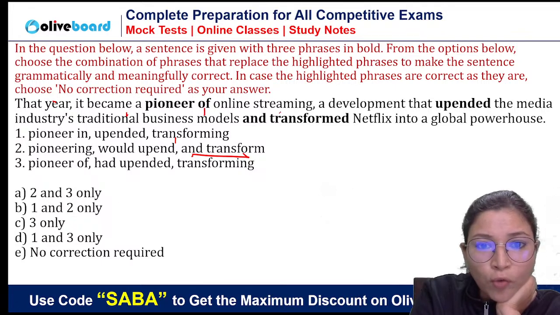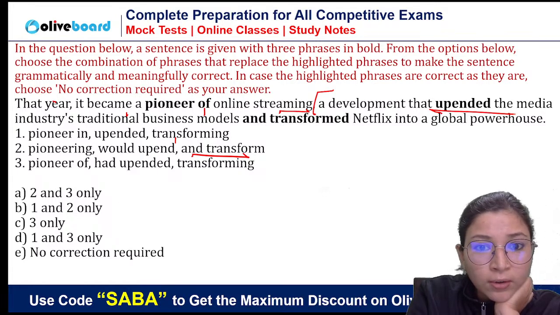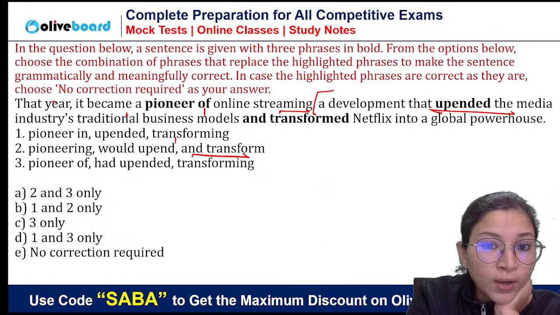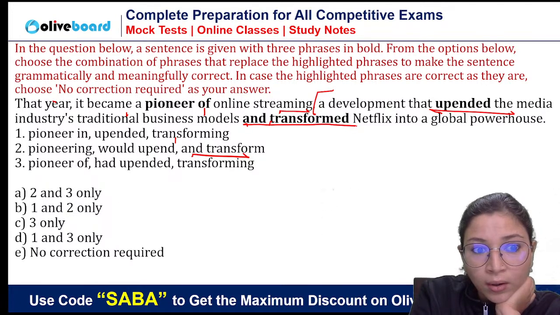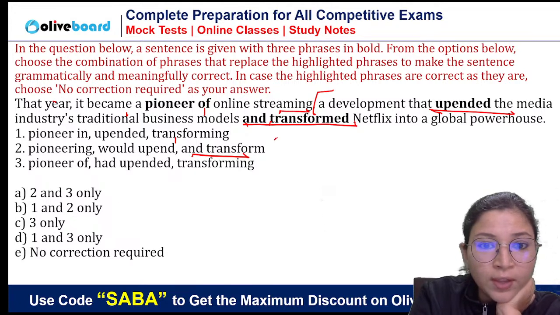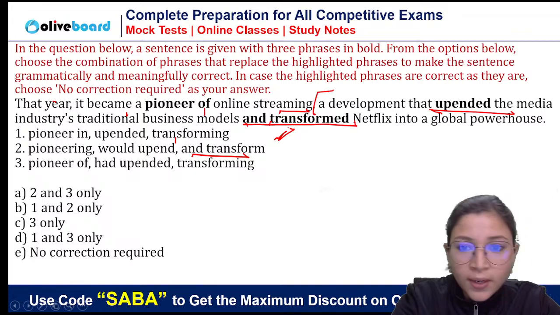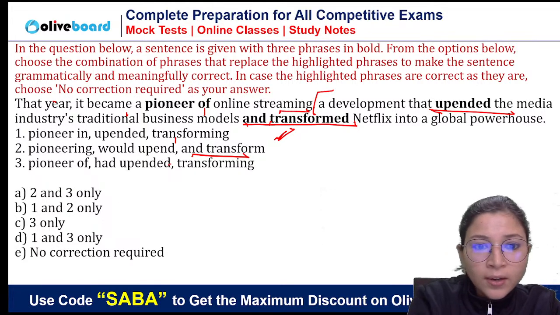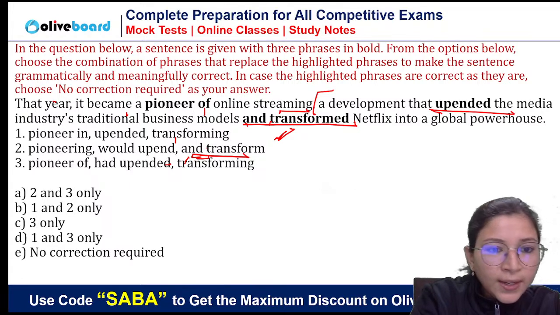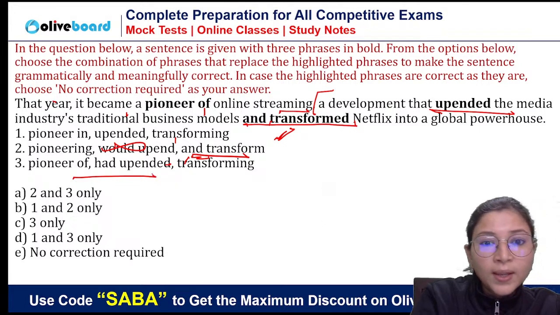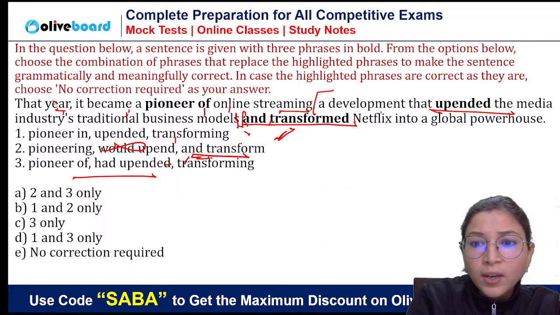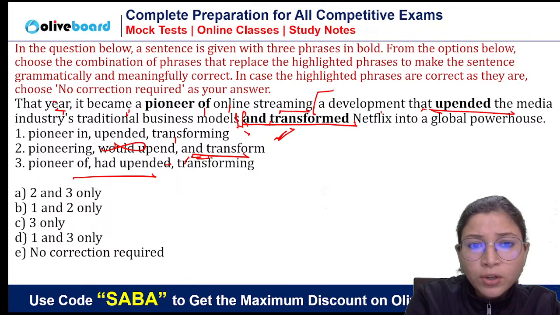That year it became a pioneer of online streaming, a development that upended the media industry's traditional business models, transforming Netflix into a global powerhouse. If we replace this "and", because "and transformed" is also given. Yes, then it can go. Definitely it can go because if there is no conjunction, we can directly use a non-finite verb, isn't it? And here "and" is also there, so "and" is also highlighted. So "that year" this will not go, "would upend", but these two can go, isn't it? Because here if "and" is also highlighted, you need a non-finite verb.